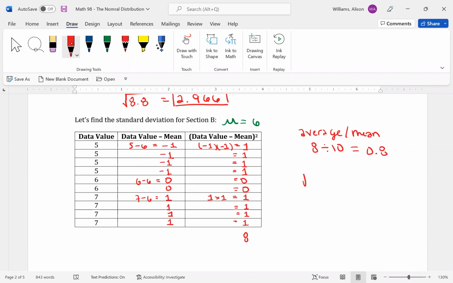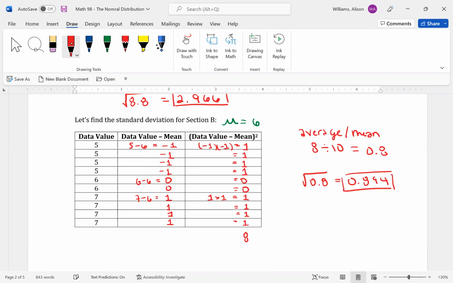And now I'm going to take the square root of 0.8. And I'll use my calculator to do that. And I get the decimal 0.894, blah, blah, blah, blah. All right, that's good. So there's the standard deviation.